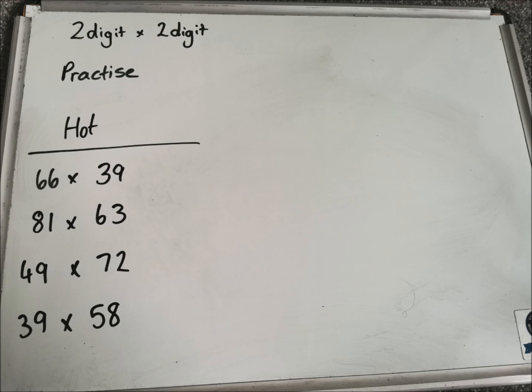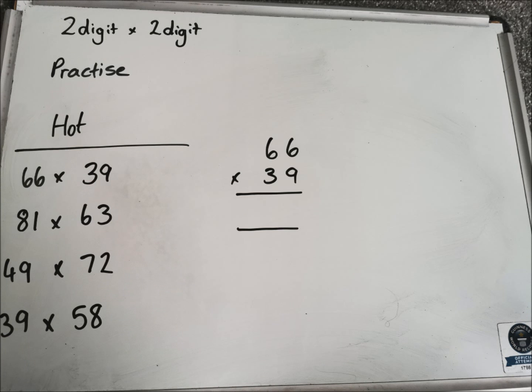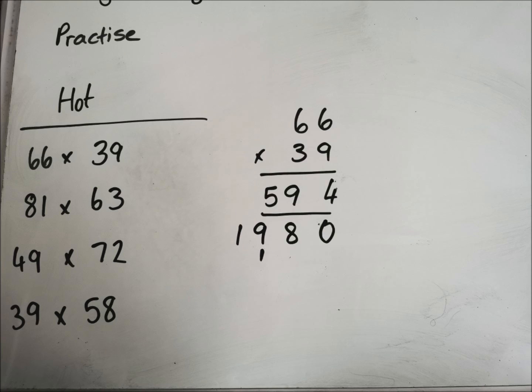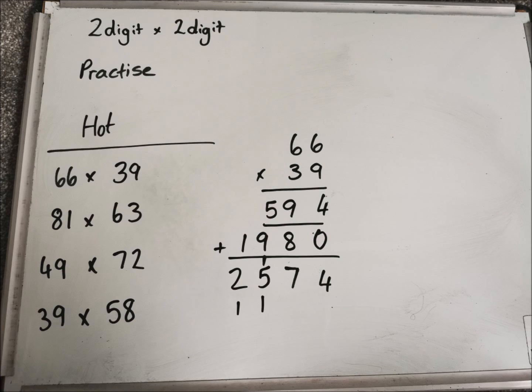We'll have a look now at the hot, and so the first one was 66 multiplied by 39, so a nice chimney sum over at the side. The first line of our answer should have been 594. Take your time with those multiplication sums. Second line of the answer should have been 1980, and when we add those two up we should have got 2574.